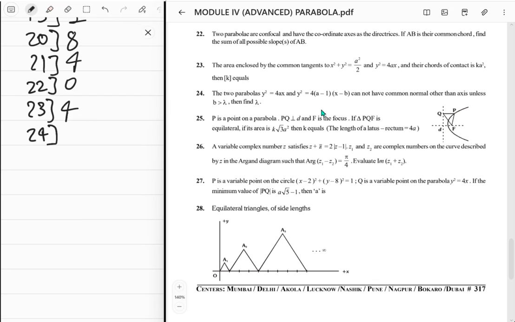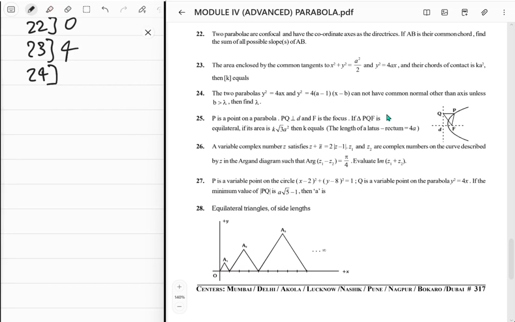Think. Whatever the normal is, it's going to pass through some point on the axis, right? Yeah, right. Okay. Common normal. What is that? I mean, we don't have another choice. We just have to do it the usual way.